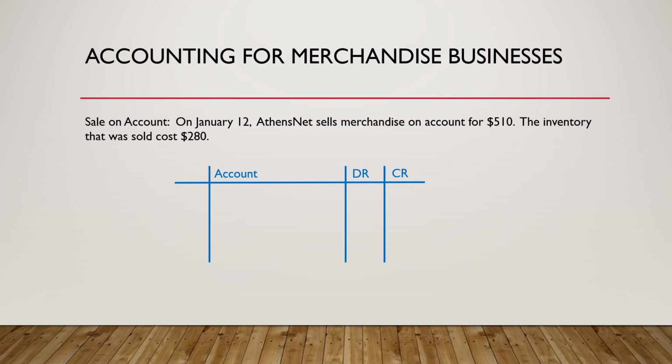Sale on account. On January 12th, AthensNet sells merchandise on account for $510. The inventory that was sold cost $280. Just as with a cash sale, we first record our revenue, but the asset we debit will be accounts receivable since this is a credit sale. Next, expense the inventory off the books as usual.